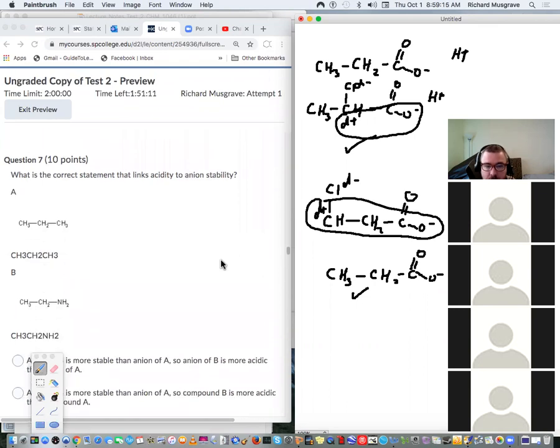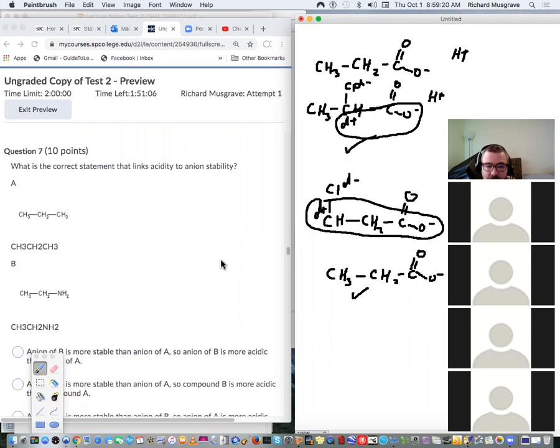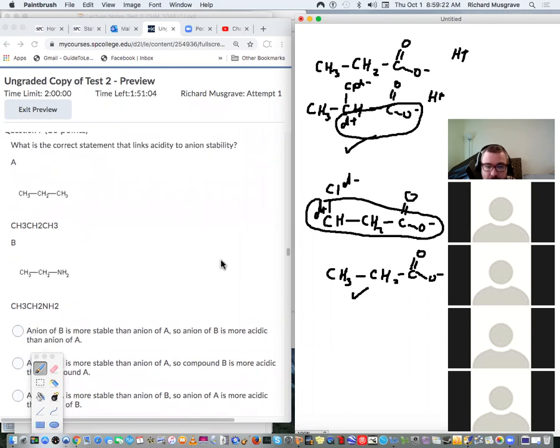And in this last part here, what's the correct statement that links acidity to anion stability? Well, it's always going to be the same kind of statement. What it's about is comparing the stability of the anions to the acidities of the initial compounds. So usually it starts out with the anion of one being more stable than the anion of the other, meaning that the initial compound is more acidic than the other compound. And that's going to be the basis of it. But again, I'm going to ask you to go back to the lectures and figure that out.